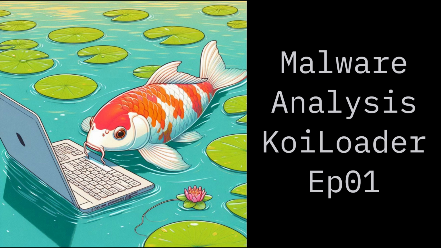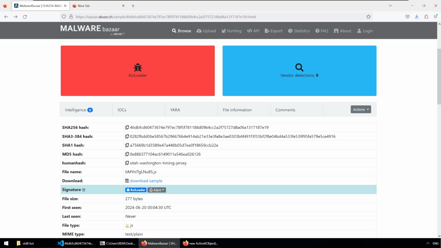So without further ado, we're going to have a look at this sample here from Malware Bazaar. This is KoiLoader, which I'm not going to go too much into detail about yet. That will be a follow-up video. But for a start, I just wanted to download the first sample, this one here, which I'll put the hash in if you want to find it yourself, and then just get started.